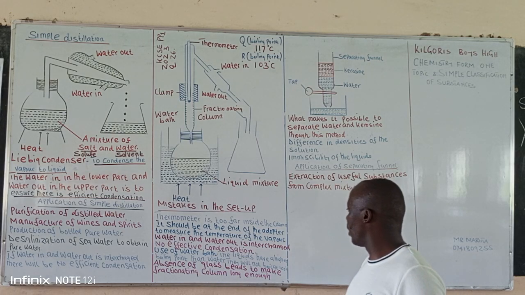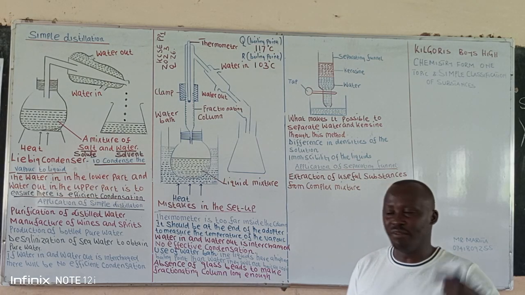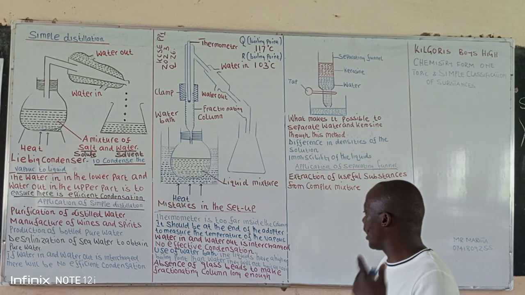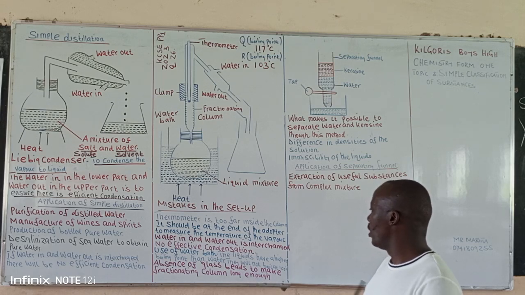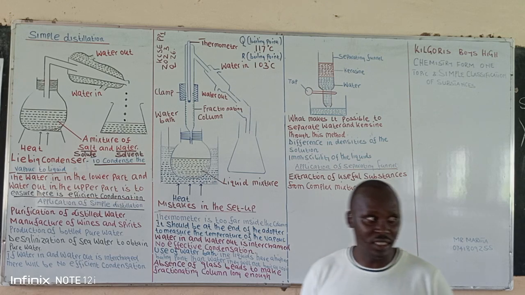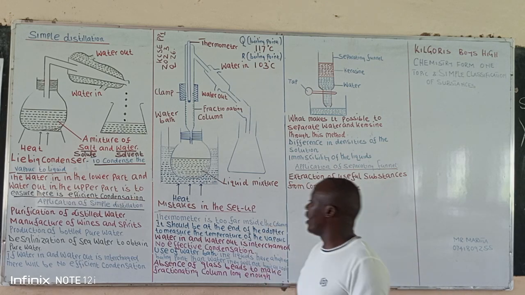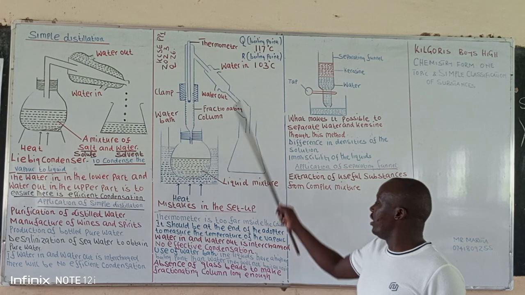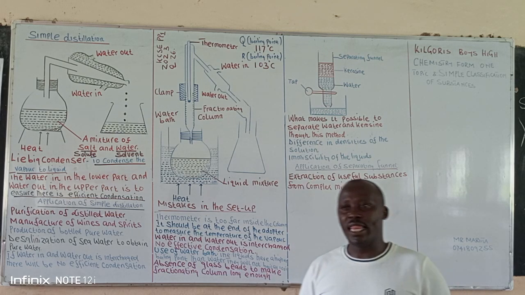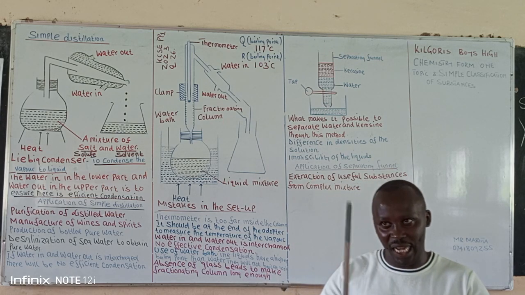So the use of water part, the liquid normally has a higher boiling point than that of water. Therefore, they will not boil at 100 degrees. Another thing that you can see here is that in this fractionating column, there must be glass plates.